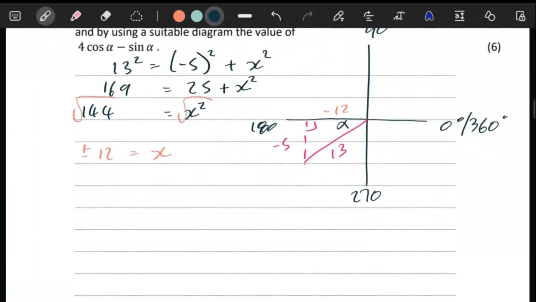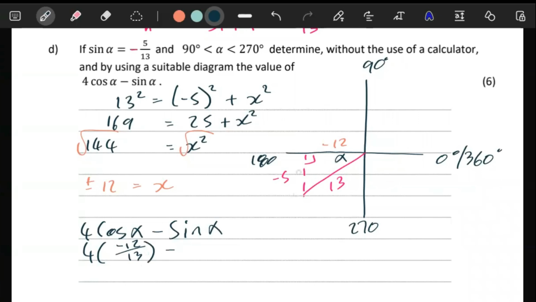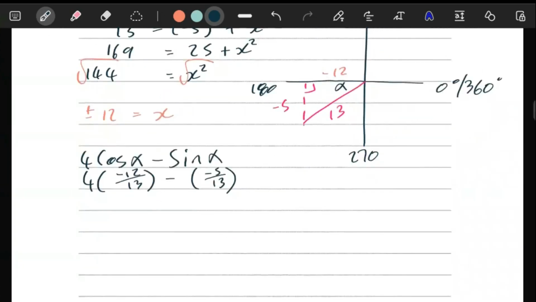So now all these other questions are going to be very easy, because if they're asking for 4 cos alpha minus sine alpha, you use your sketch. Cos alpha is going to be adjacent over hypotenuse, and sine alpha is going to be opposite over hypotenuse. There you go. So all this in the calculator, let's see.